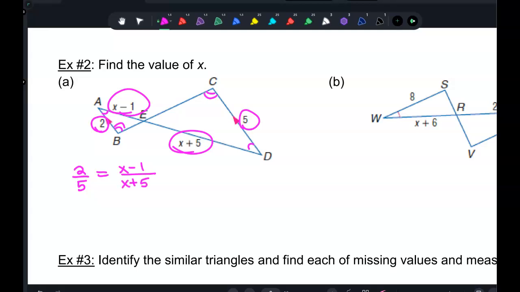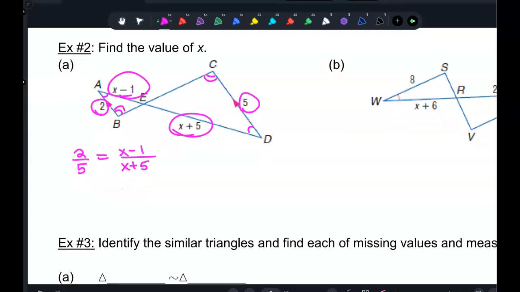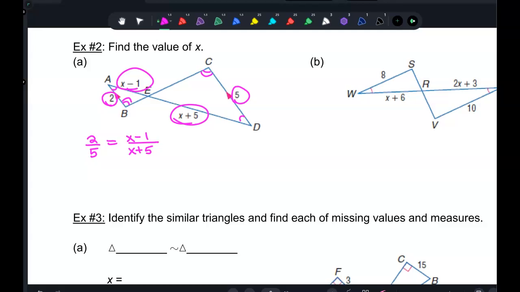Now that's not the only way to set up the proportion. Some of you might want to do 2 over x minus 1 equals 5 over x plus 5. There's a variety of different ways, but in the end we should get the same answer as long as you're comparing corresponding parts.